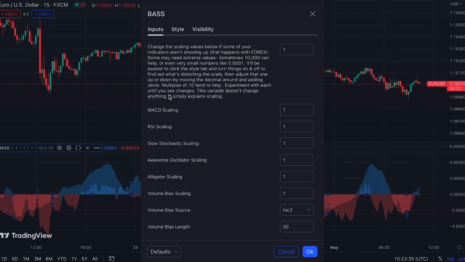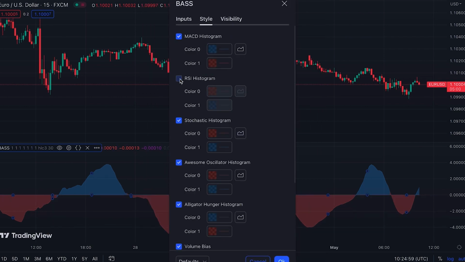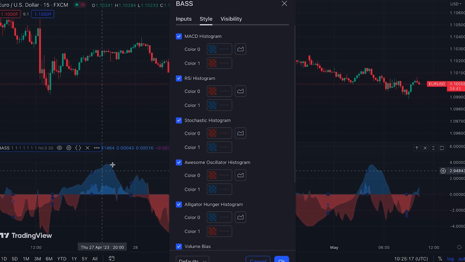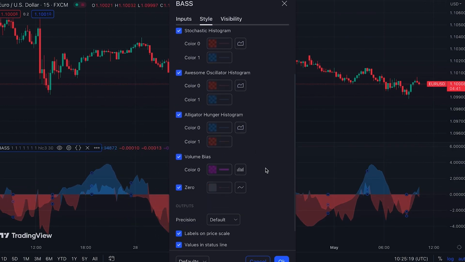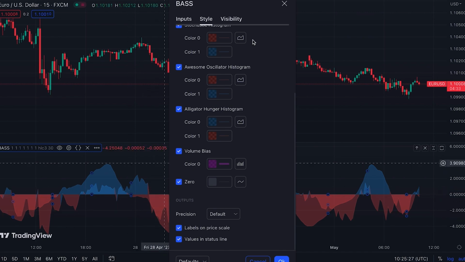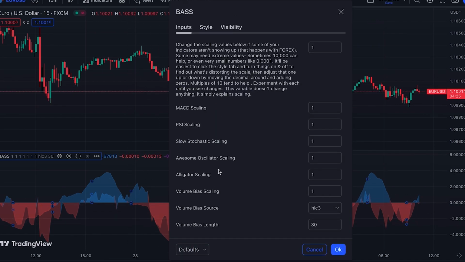Here you can see that for this indicator we have MACD, RSI, stochastic, awesome oscillator, alligator, and volume. At the moment RSI is on the chart, which is this one, and stochastic, which is this one. The other ones are also activated by default, but they are not shown here, and we need to adjust their scaling for this purpose. Here the author explained a little about this: it happens with the Forex market, where some of the oscillators are not shown and we need to adjust the scales with some extreme values.